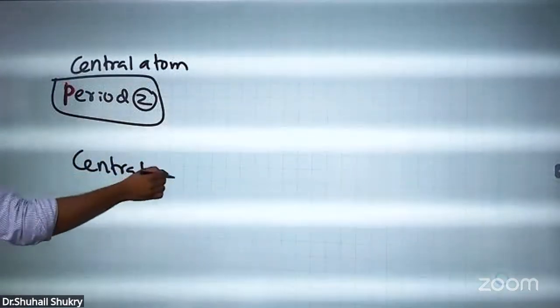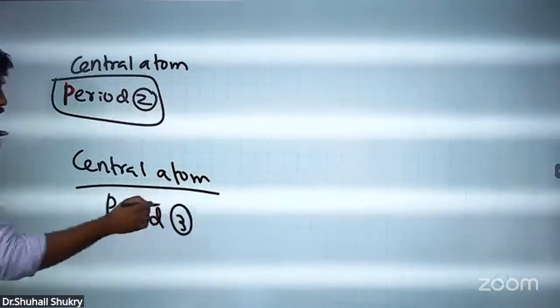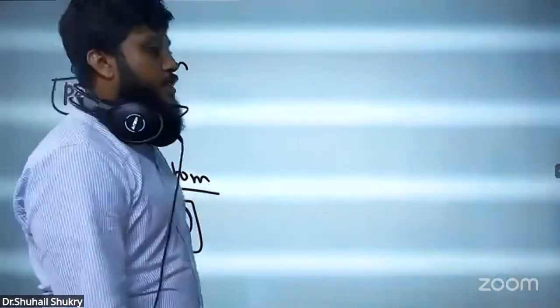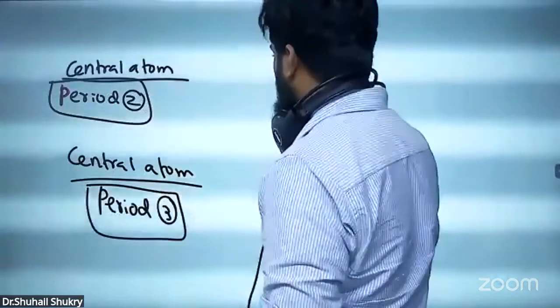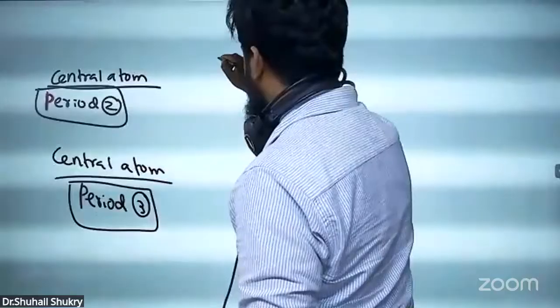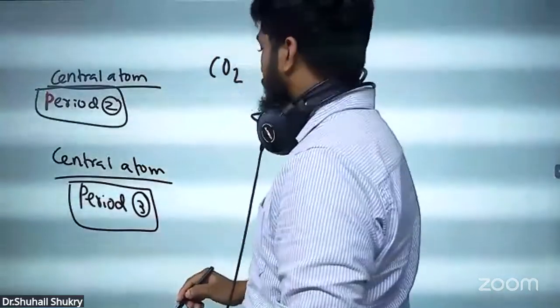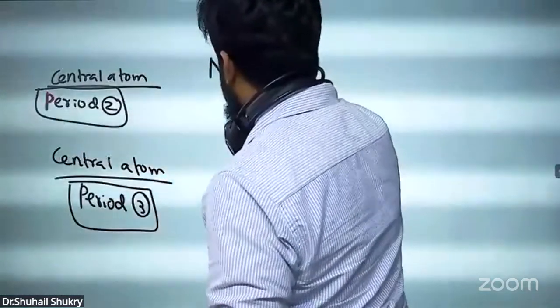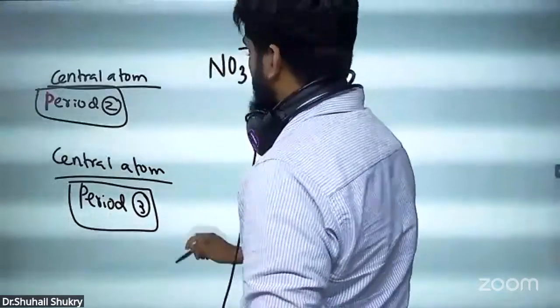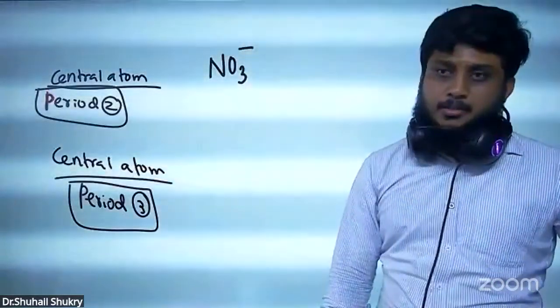If the central atom is period 3 or above, you can use the other methods. If the central atom is period 2, you can do it like this. You can count the number of bonds. For example, I will just explain for CO2, and for another thing, something like NO3 minus. How to draw NO3 minus.